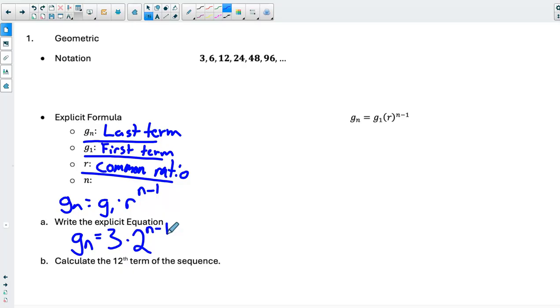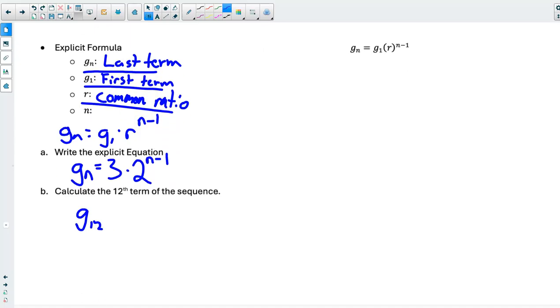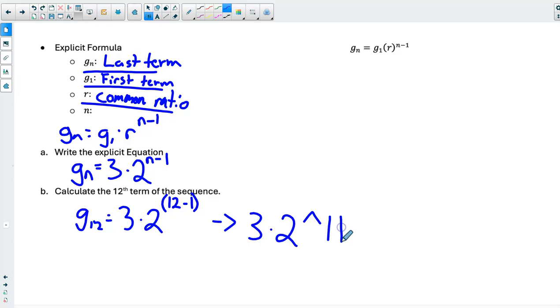Calculating the 12th term, we're going to do that. So I'm going to say g of 12. I'll scroll this up a little bit. And so I get 3 times 2, and then I get 12 minus 1 up here. Now, yesterday I said you can go 12 minus 1, or you could do just 11. Today I'm going to tell you, just type in 11. Okay? Because if I don't put parentheses there and I type in 12 minus 1, it gets all sorts of messed up in your calculator. So to type it in, just go 3 times 2 to the 11th power.